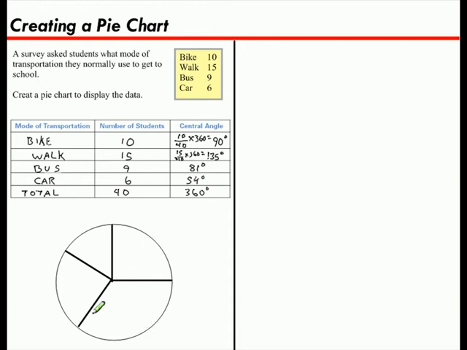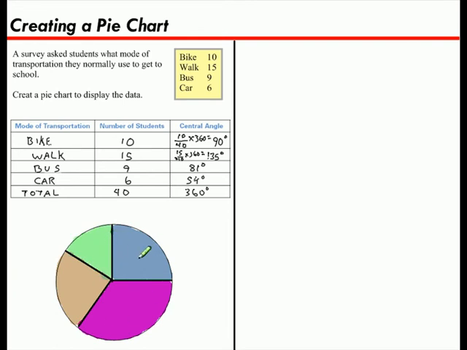Next, well, the pie is all cut up nice, but it's looking pretty boring. It's pretty empty. So let's add some color. We'll just take some markers and shade in each section with something different. Let's color in the section for walking, and then bus, and finally the car piece. And there we go, it's all colored.